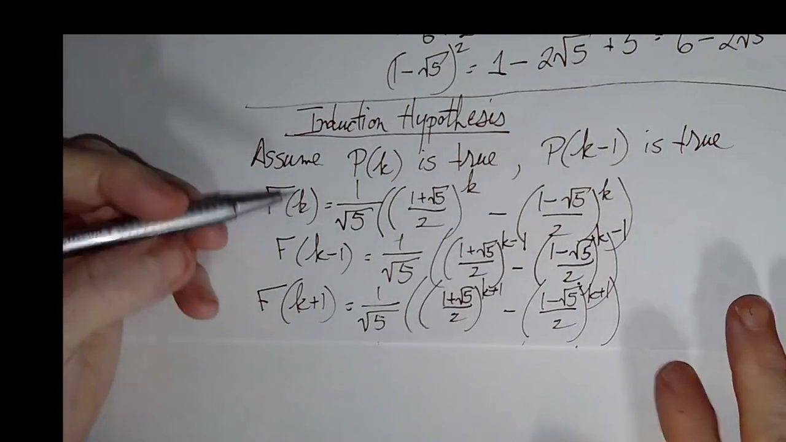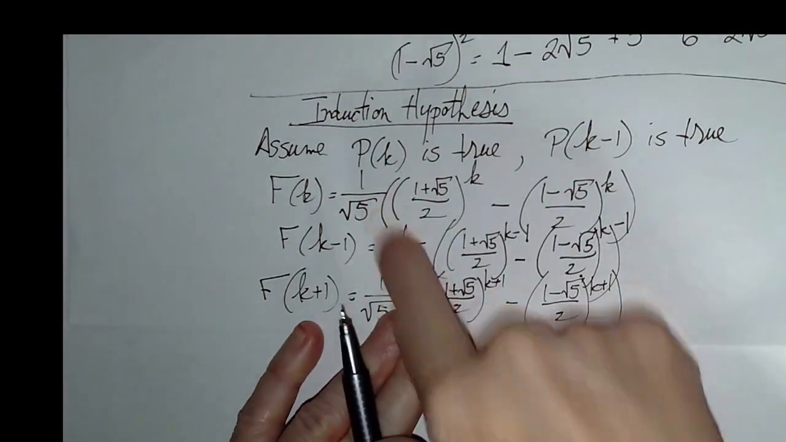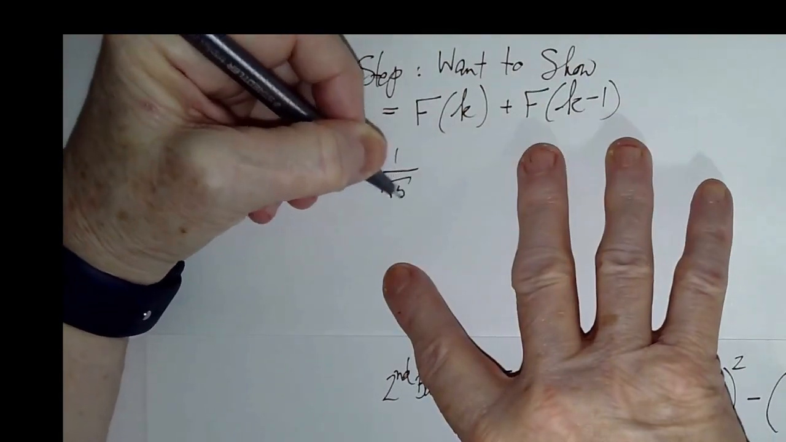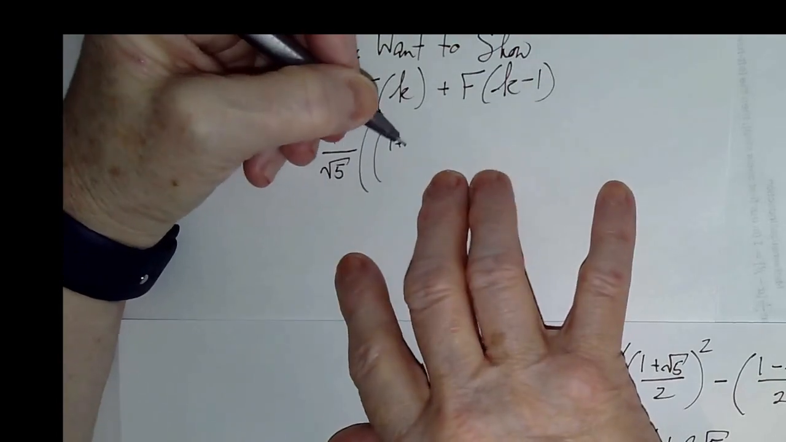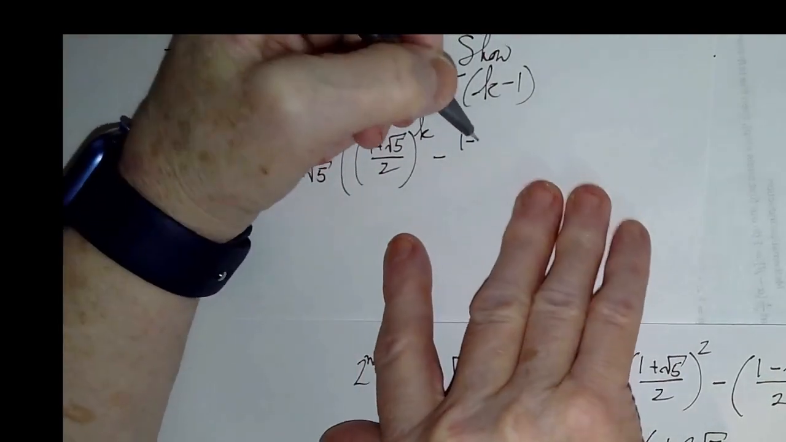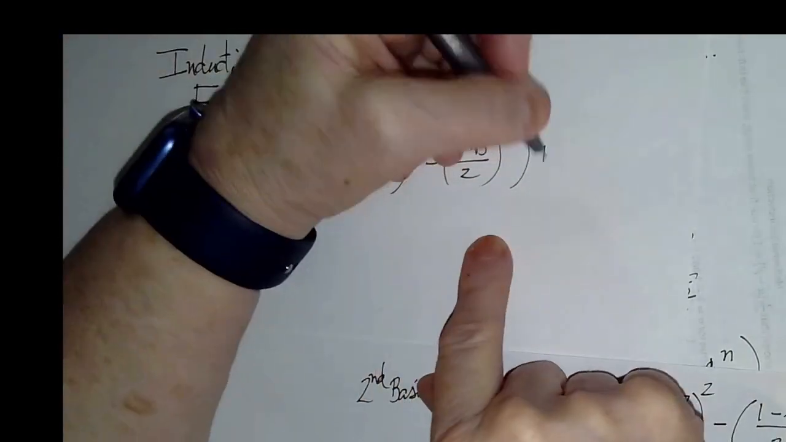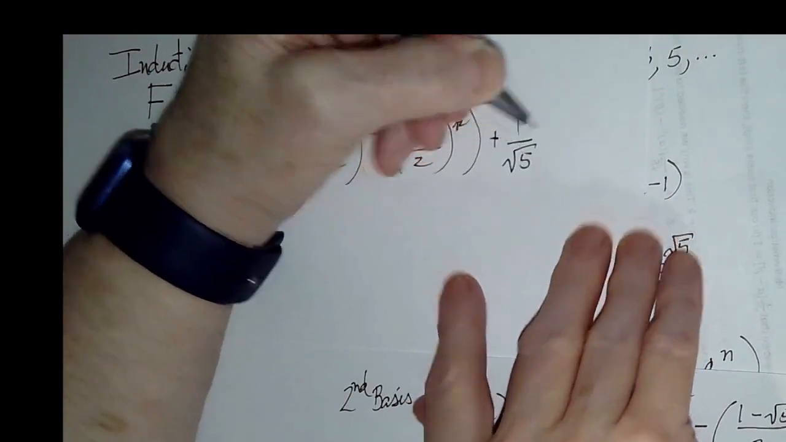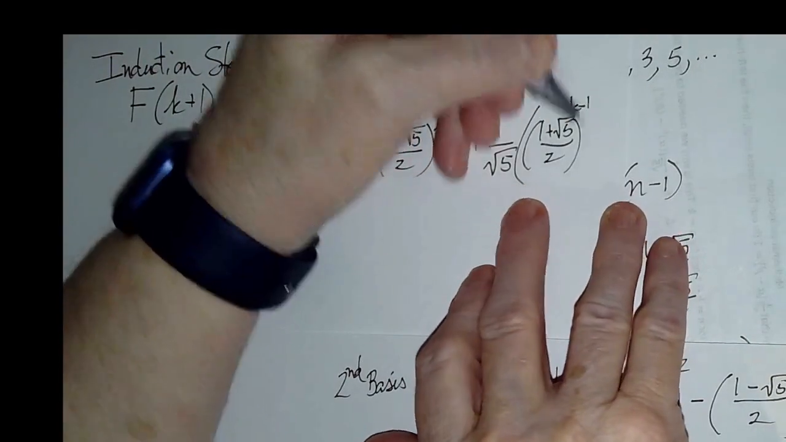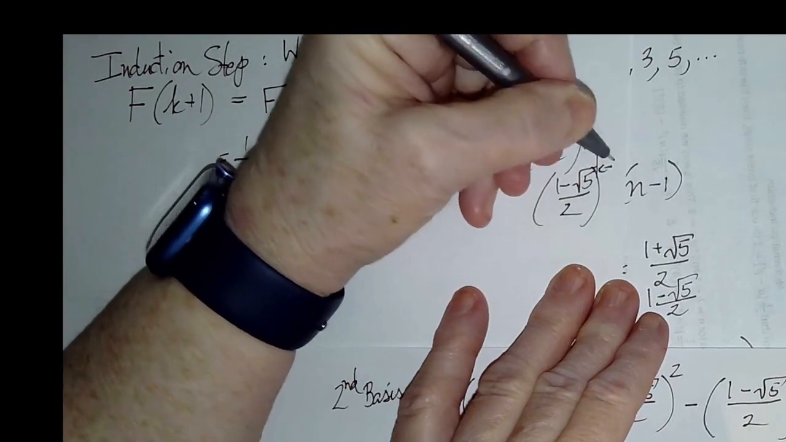Wow, it's hard to see how we're going to get k plus 1 powers from, let's just write it down. Let's see what we've got. So f of k is 1 over the square root of 5, 1 plus the square root of 5 over 2 to the k, minus 1 minus the square root of 5 over 2 to the k. This is the f of k part, and then plus f of k minus 1, 1 over the square root of 5, 1 plus the square root of 5 over 2 to the k minus 1, minus 1 minus square root of 5 over 2 to the k minus 1, and close.